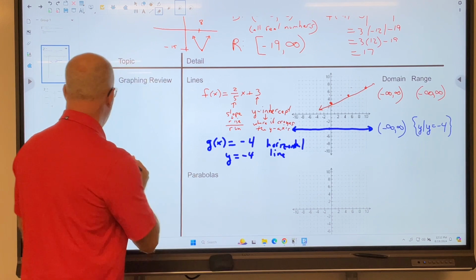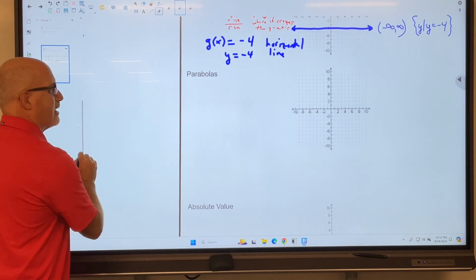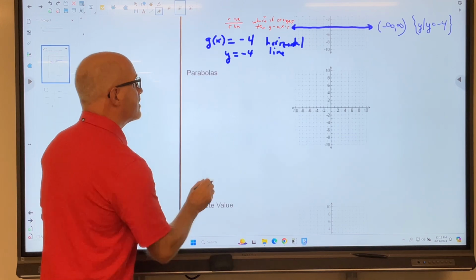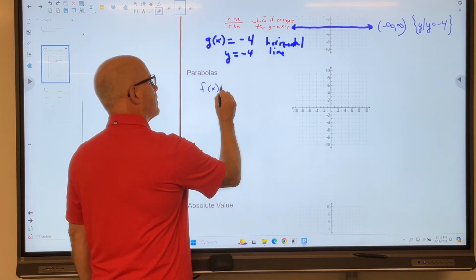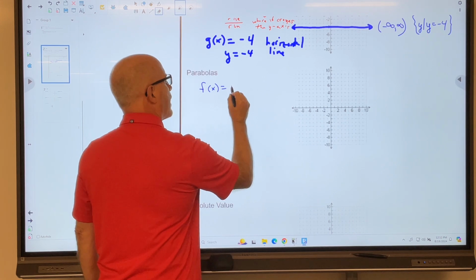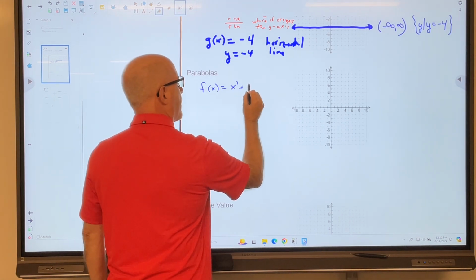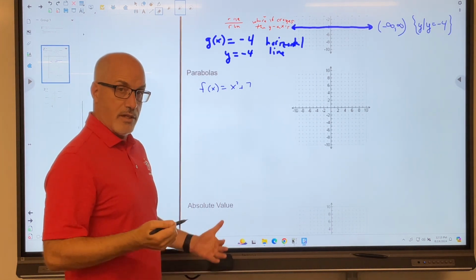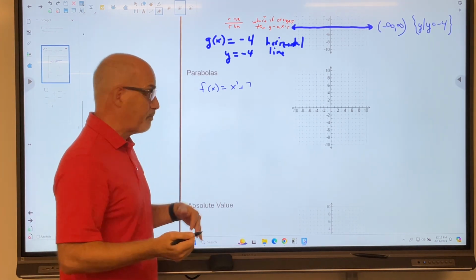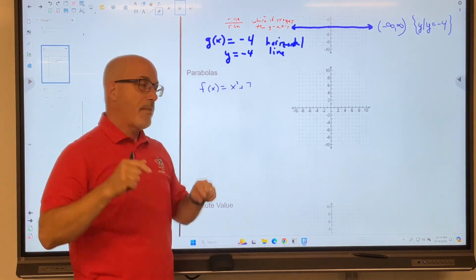All right, let's go down to parabolas. Let's review a parabola graph. For instance, we might try f of x equal to x squared plus 7. So x squared plus 7, what you want to do is either put it in your graphing calculator, but we know this is going to be a U, and it's going to go up and down.